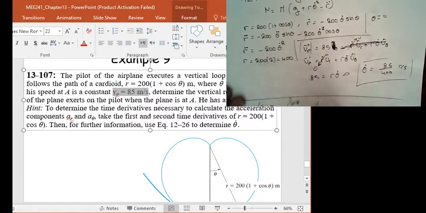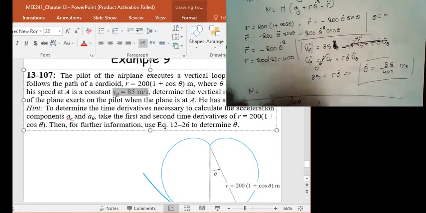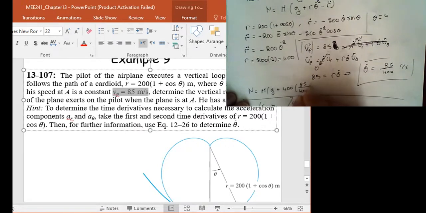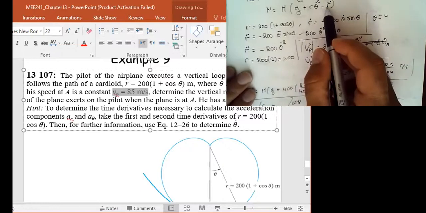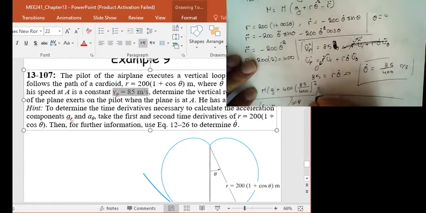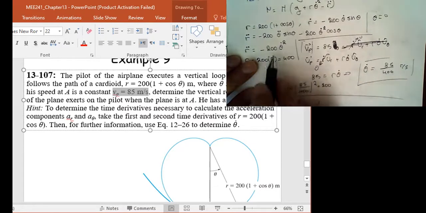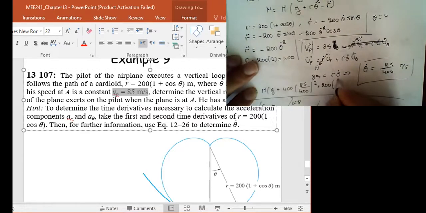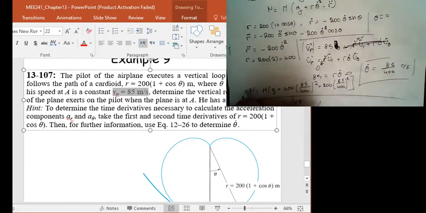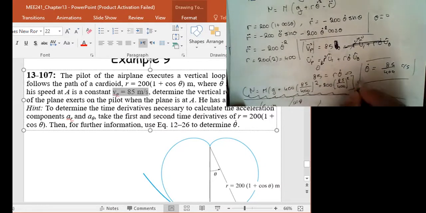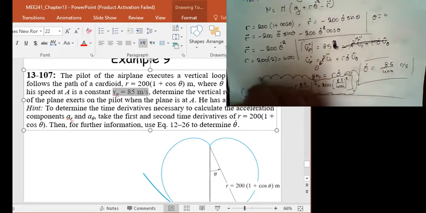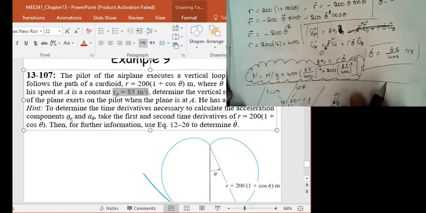So now you have your theta prime. Now what is your n? Your n is going to be equal to m g plus r, which is 400, multiplied by 85 over 400 squared minus r double dot. What is r double dot? So plus 200 times theta prime squared, times 85 over 400 squared. Okay, so this is the value for n.